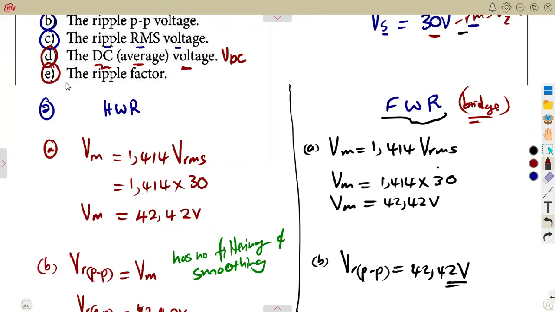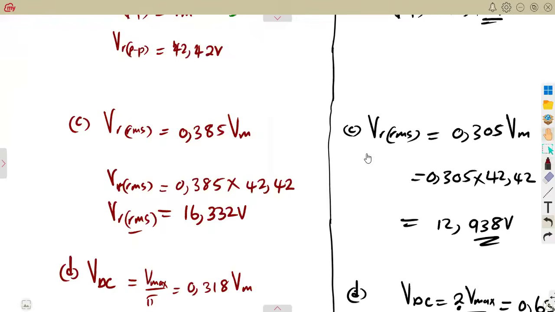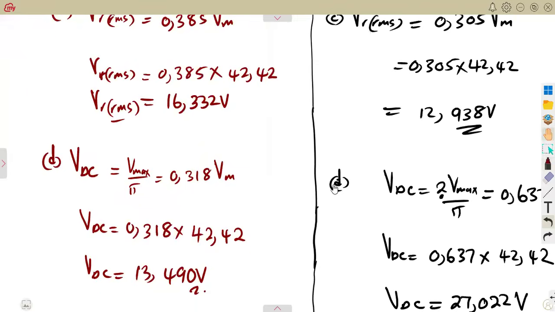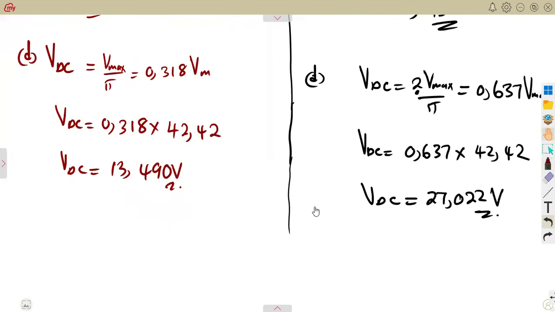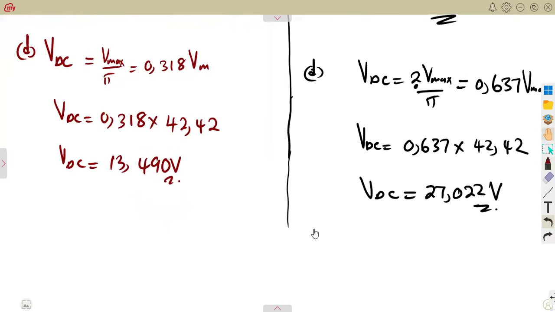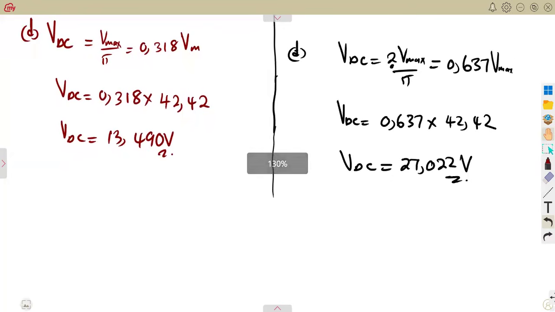Then on E, they need you to calculate the ripple factor. The formulas are given to you on your formula sheet, so you're not supposed to worry much. You just need to know which one exactly they want to use, because they won't write for you to say this is for a half wave, this is for a full wave bridge rectifier. You're supposed to know which one is for a half wave.